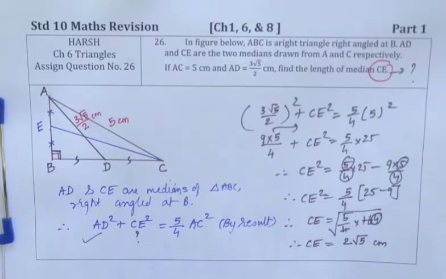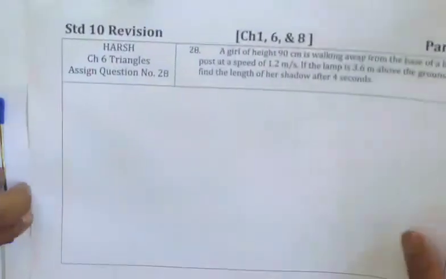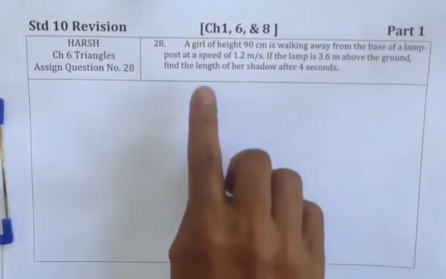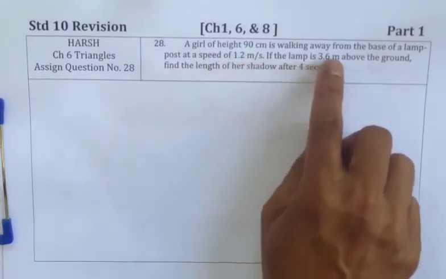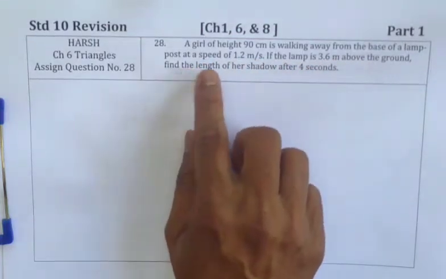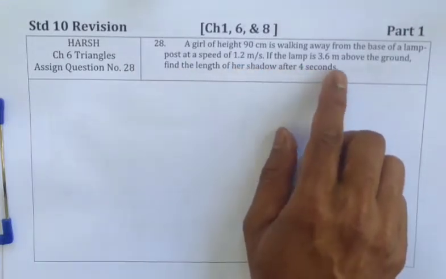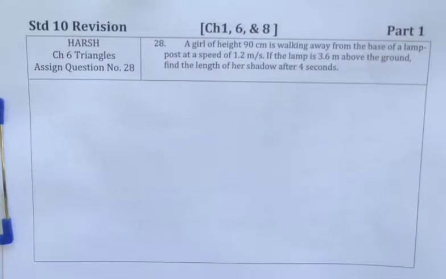So this was the difficulty from Harsh. There are plenty of difficulties Harsh has asked me to solve for him. The next one is this: a girl of height 90 cm is walking away from the base of a lamppost at a speed of 1.2 meter per second. If the lamp is 3.5 meter above the ground, find the length of her shadow after 4 seconds. This is a solved example, a solved question.